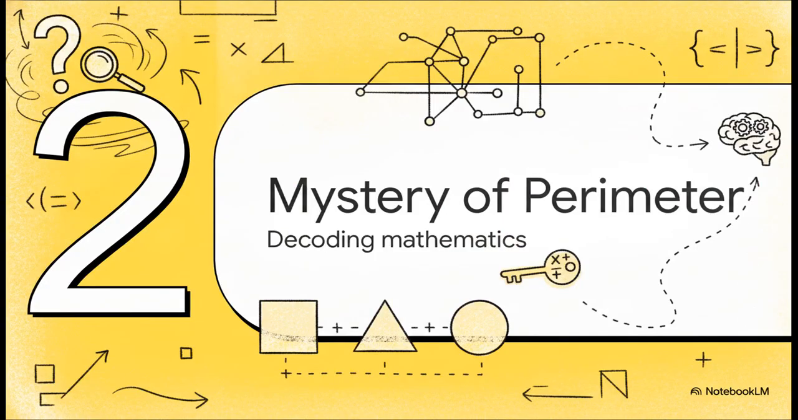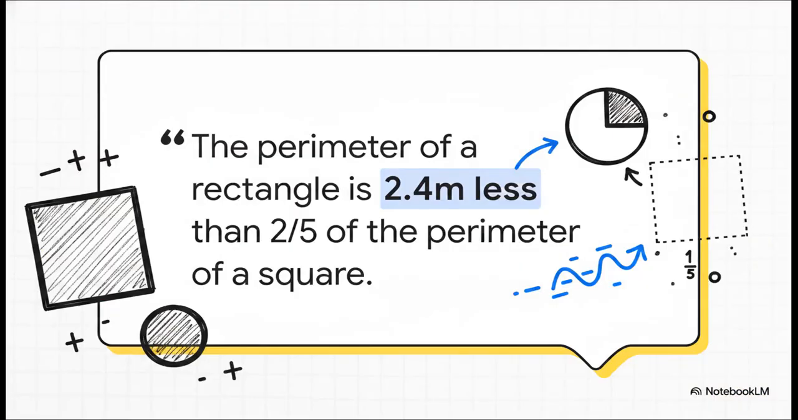Moving on to part 2, mystery of the perimeter. Decoding the English sentence into pure mathematics. All right. In the source problem, there's this one sentence that honestly looks like a total roadblock. I'm going to read it exactly as it appears. The perimeter of a rectangle is 2.4 meters less than 2/5 of the perimeter of a square. I know, right? It sounds like a massive wall of confusing text. But validate this for yourself. This sentence is actually our biggest, most valuable clue. It's the literal bridge between our known square and our completely unknown rectangle.